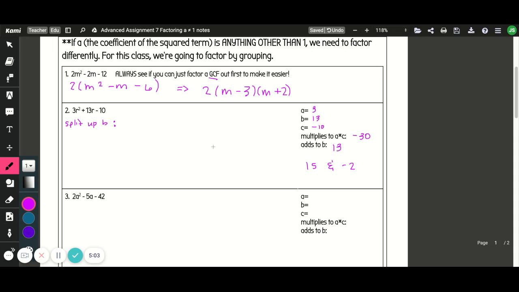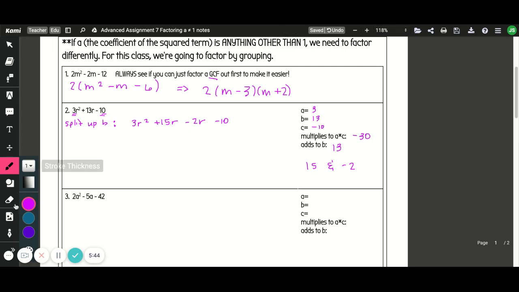So instead of just a 13R, I'm going to split that up into a 15R minus 2R. The first term and the last term aren't going to change. So 3R squared. Now not 13, I'm going to do 15R minus 2R. So if we simplified those, we would still get 13. I've just split it apart into 2 steps. And then minus my negative 10 or minus my 10. So you keep the first and the last. You just split the middle one up into 2 terms.